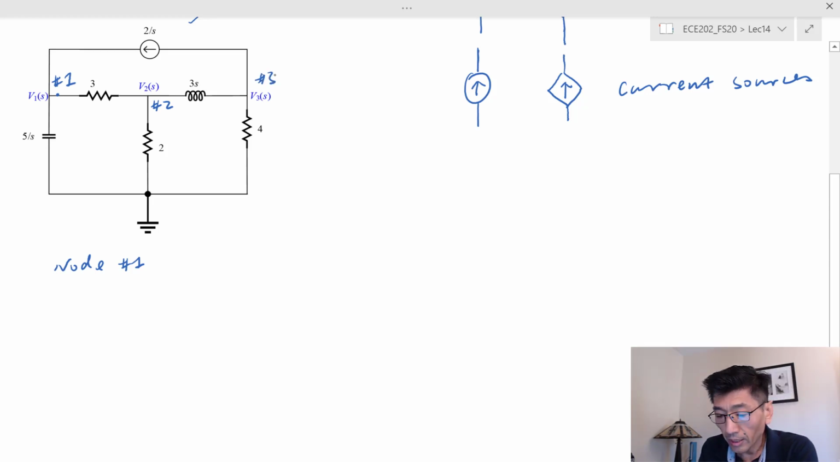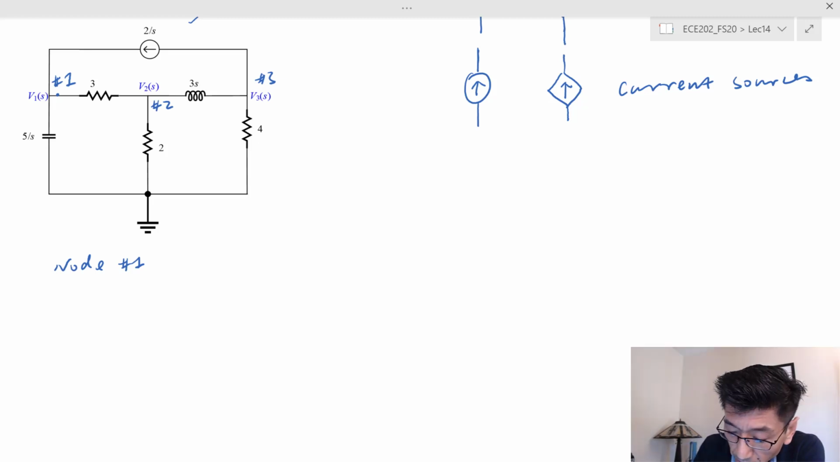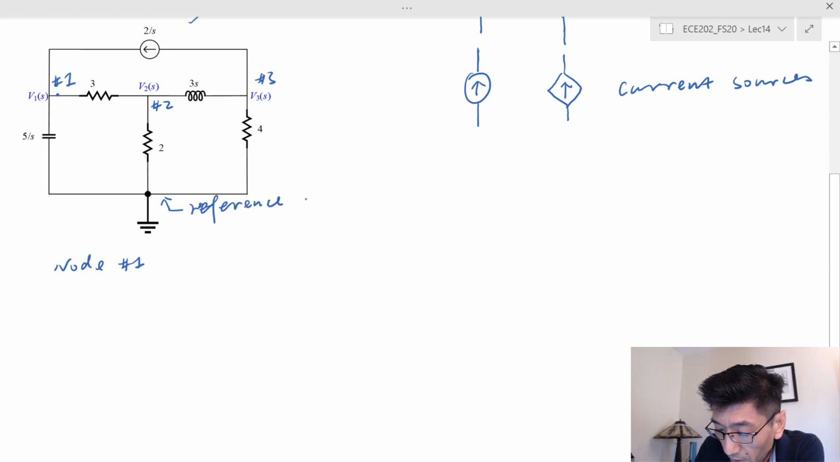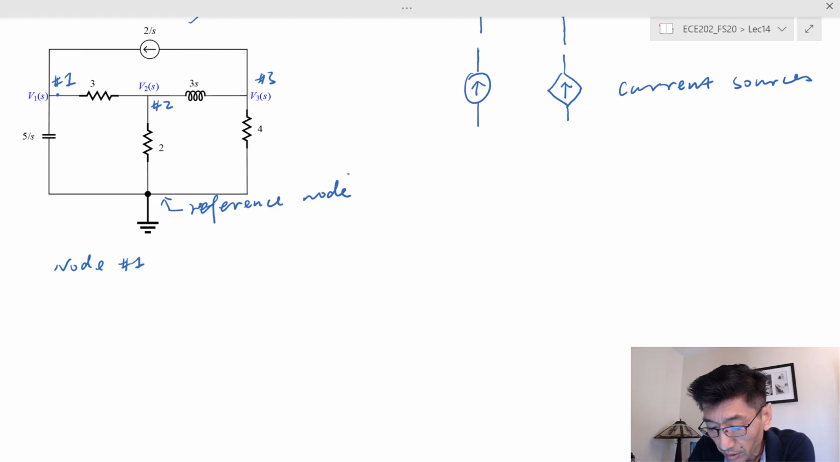And if you are given a problem, the reference node, so this is the reference node, right? If the reference node is not labeled, you can choose your own, and then you label the node voltages and you start solving the problem. Since here I already gave you the node voltages and the reference node labeled, we start with node number 1.